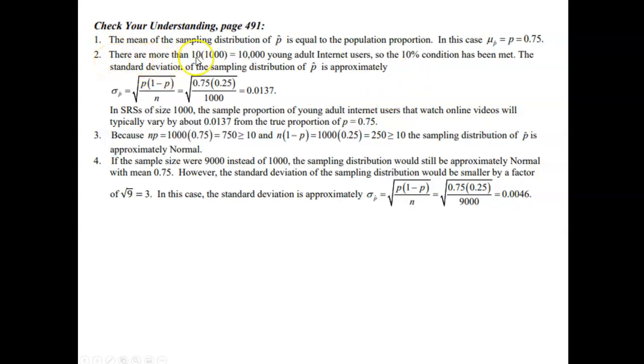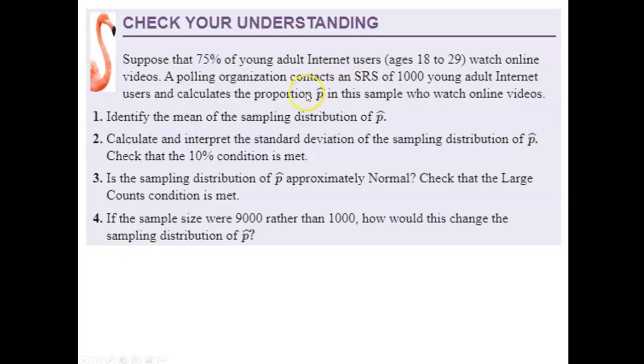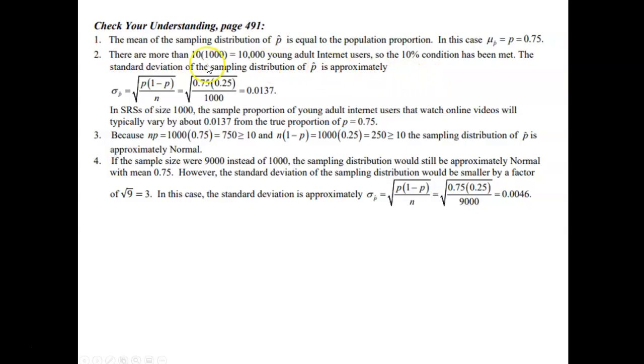So the 10% condition, 10% of 1,000 is, okay, no, I'm doing this goofy. There are more than 10,000 young adult internet users. Pretty certain there's more than 10,000 people who are in that age bracket who use the internet. That was kind of a weird way for them to say it. Basically what they did is they just took the sample size, multiplied it by 10, and said, is there at least this many out there? And the answer is yes. So that validates that 10% condition.